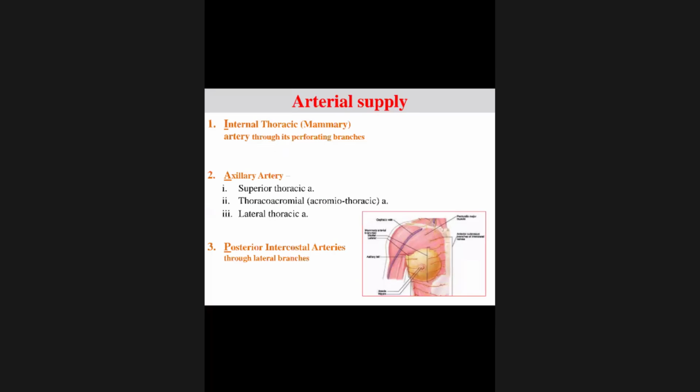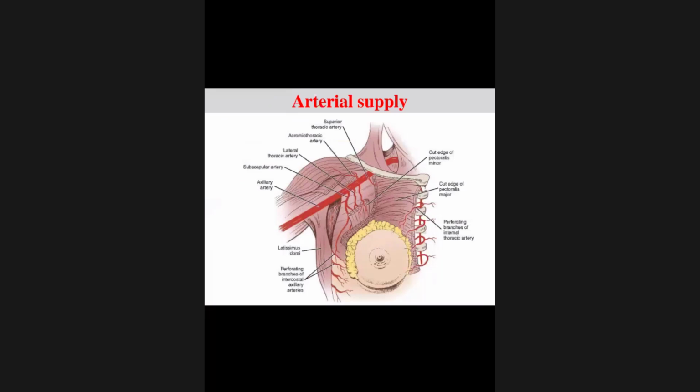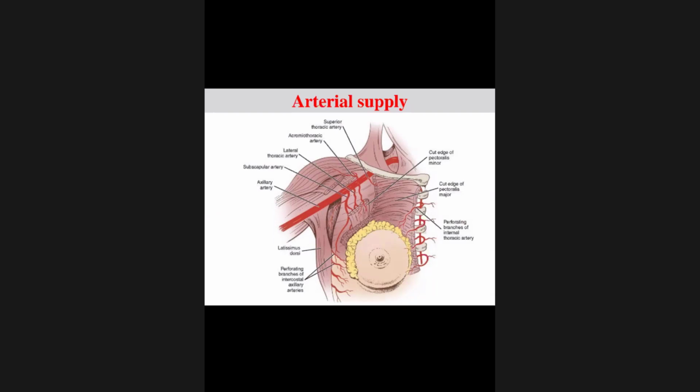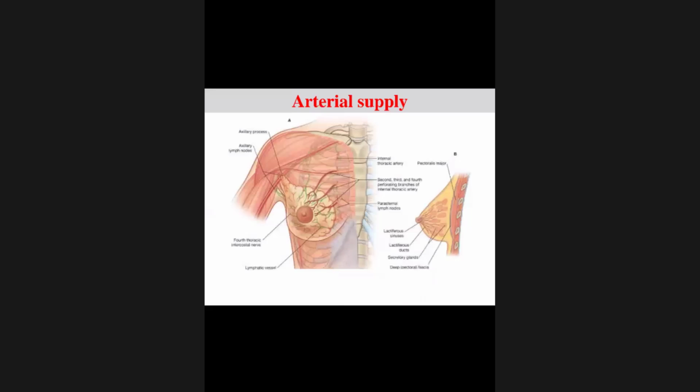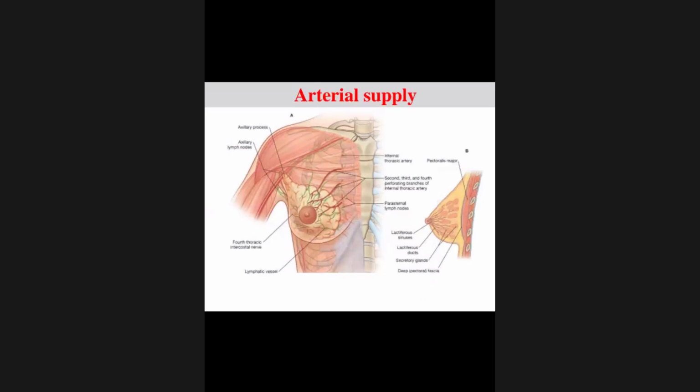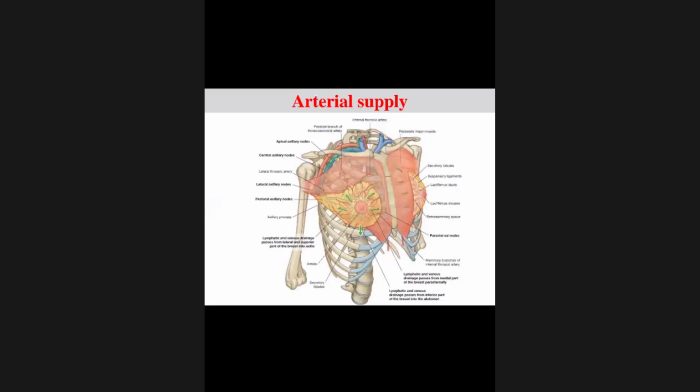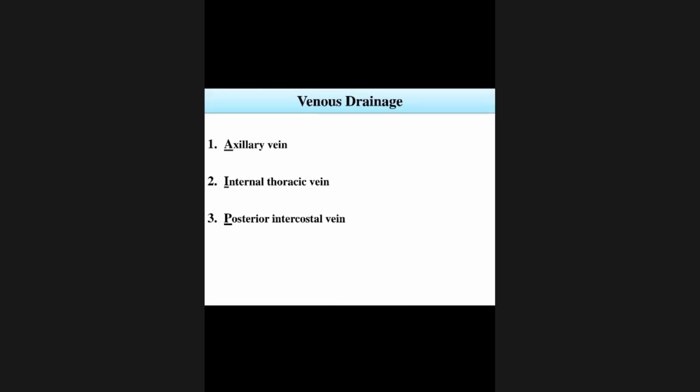The axillary artery has three branches: superior thoracic artery, thoracoacromial artery, and the lateral thoracic artery. These arteries supply the gland. You can see in this picture also the branches from the axillary artery and the internal thoracic artery. Another picture. So that is the arterial supply, and then coming to the venous drainage.